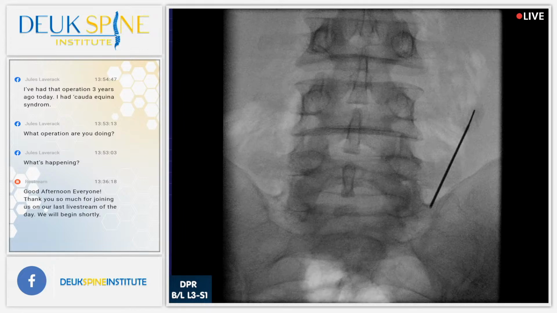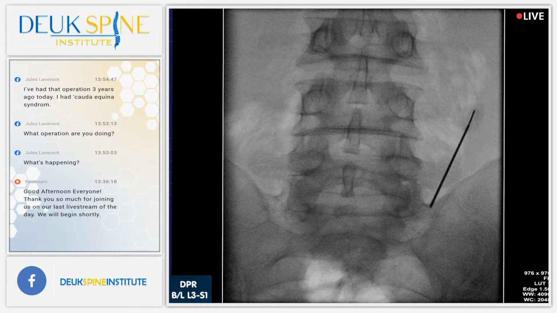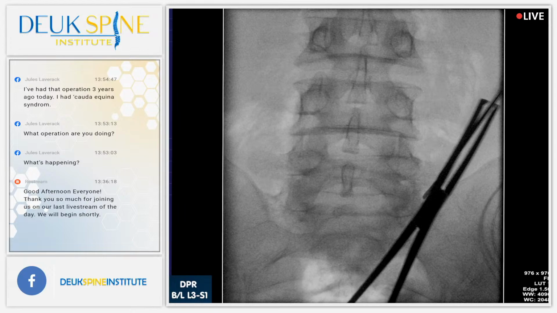We'll keep them and watch them for about an hour and then we'll send them home. So this is an outpatient surgery. It's called the Deuk plasma rhizotomy. And basically, we have modified the rhizotomy procedure that other doctors do in order to give a more lasting result, a more effective treatment.